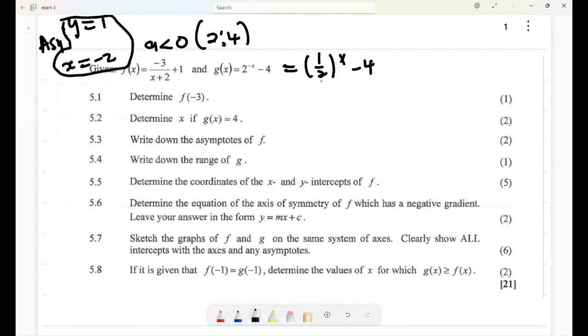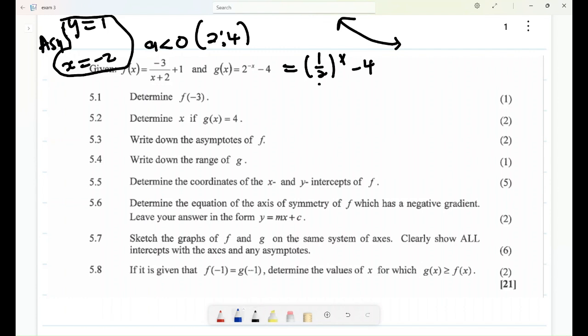If it is like this, I can see that this is a decreasing function. Why? Because the value of b is between 0 and 1. The value of b here is between 0 and 1. So I know my function will be more or less like that. Let's answer the first question.